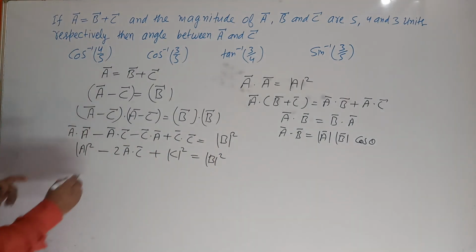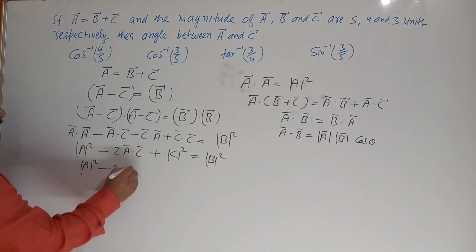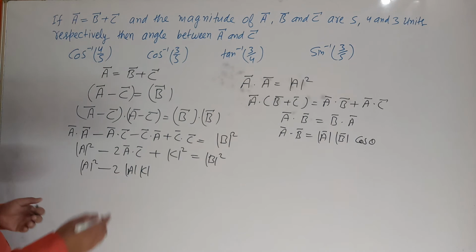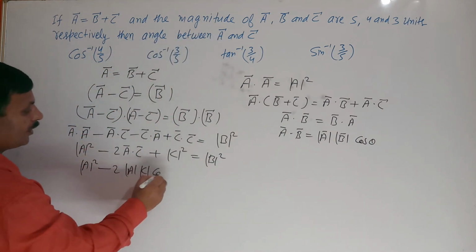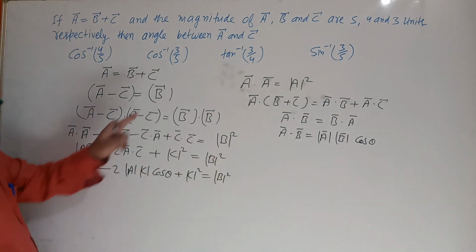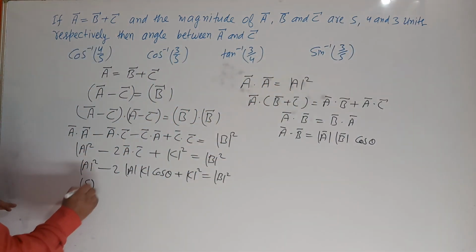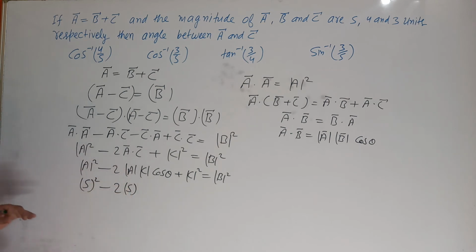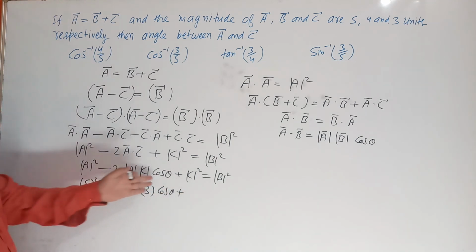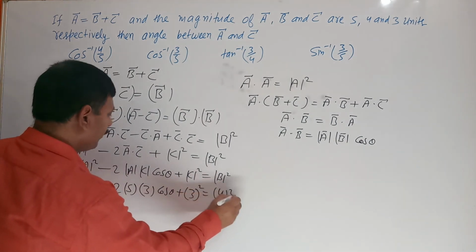So see here, A square minus 2 A dot C, by the dot product property mod of A mod of C, and if the angle between A and C, which we have to find, is theta, then cos theta. Plus C square equals B square. The magnitudes of A, B, C they have given are 5, 4, 3. Magnitude of A is 5, B they have given 4, C they have given 3. Put here and find the value of theta.